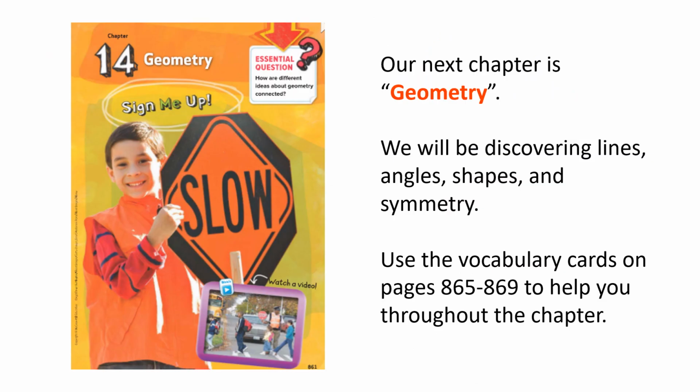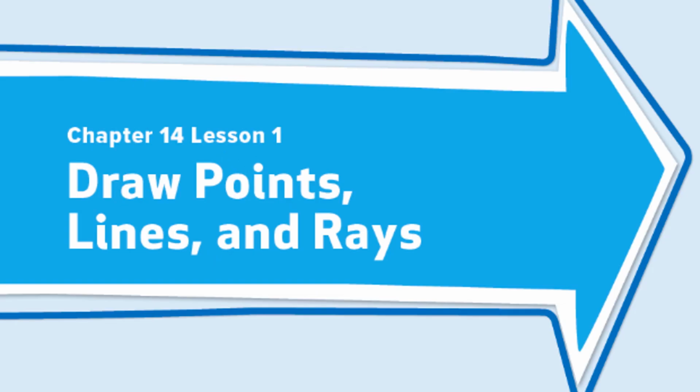We are starting a new chapter in math. It is called Geometry, and this is where we will be discovering lines, angles, shapes, and symmetry. As you look through your workbook, you'll see that there are vocabulary cards on page 865 to 869, and those vocabulary cards will help you as we progress through the chapter. But our first lesson is drawing points, lines, and rays.